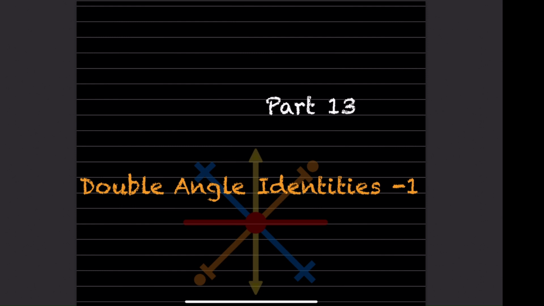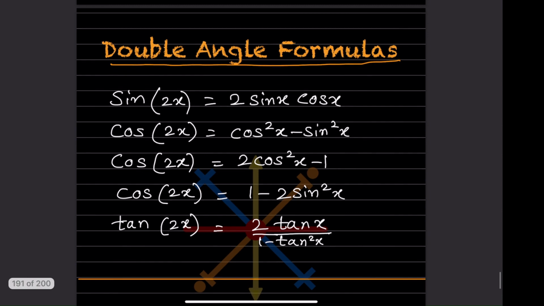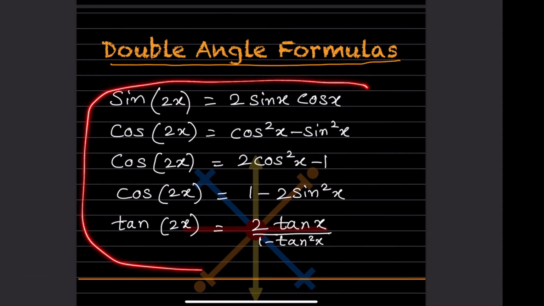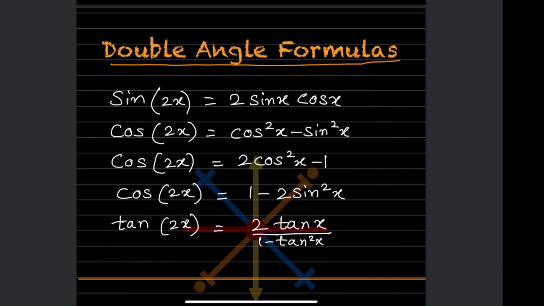So today we are going to do part 13 of the topic precalculus. From that we are going to see double angle identities, the first part of it. So first thing here, you have to remember the formulas first and note down all these formulas. There are many formulas in this one.